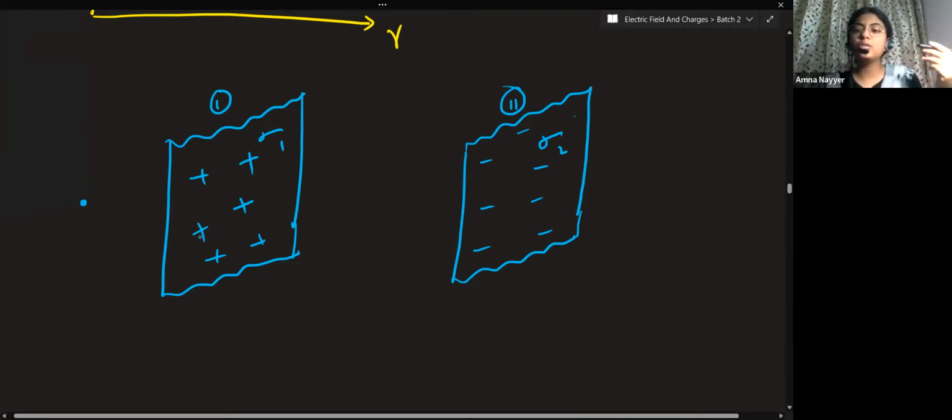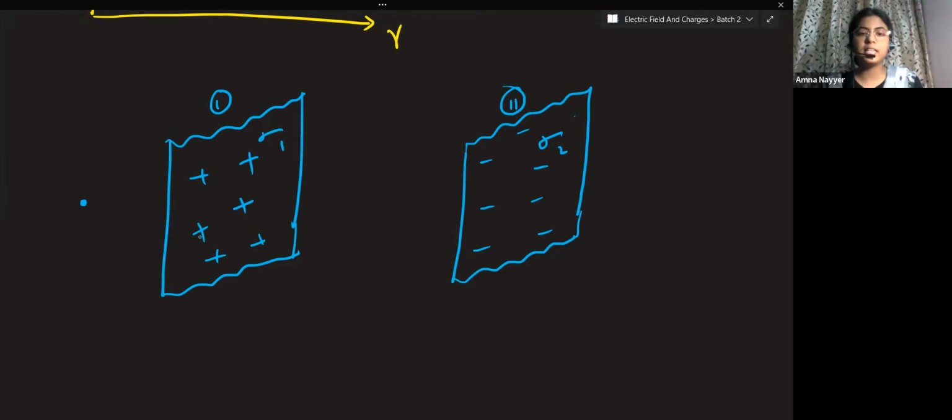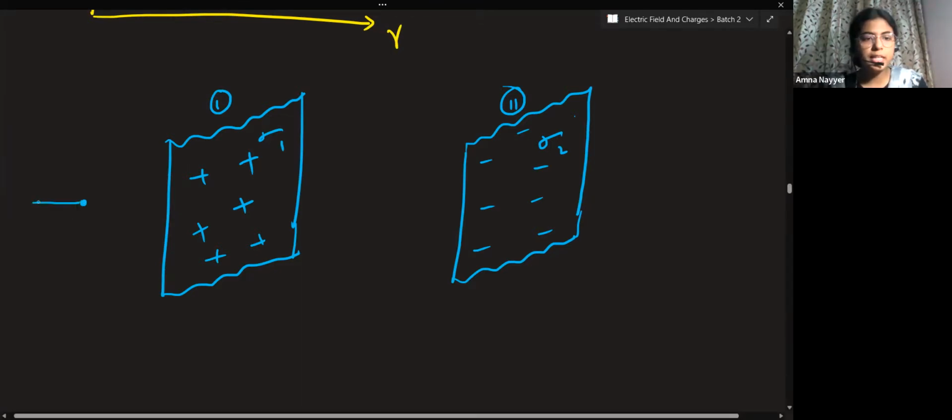Directed away will lead us to which direction? Towards the left hand side. Means this will be the electric field due to 1. Then what about electric field at this point due to this? This is a negative charge, so we'll move towards the charge. It means this will be the direction of E2 at this point.